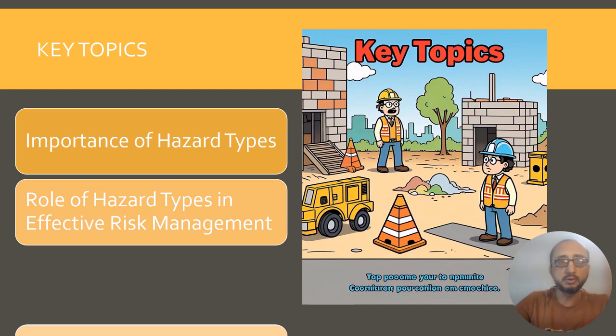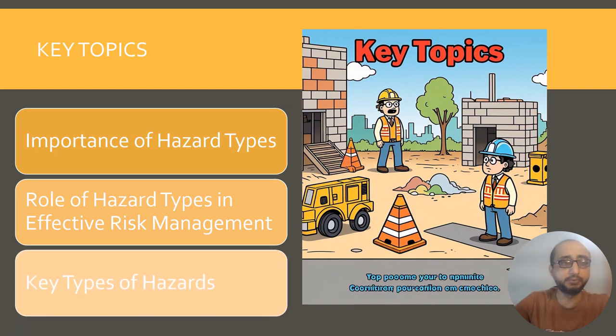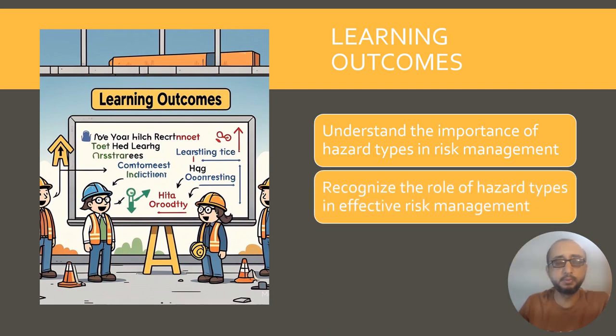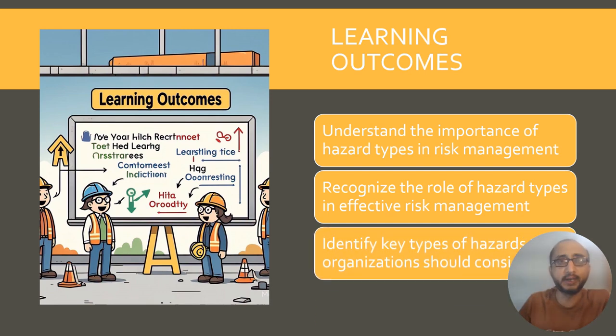Today's key topics are the importance of hazard types, the role of hazard types in effective risk management, and the key types of hazards. Learning outcomes: by the end of the video, we should have a good understanding of the importance of hazard types in the risk management process, and the role of a good understanding of the types of hazards in making our risk management more effective. We will also understand which categories or types of hazards organizations should consider during risk management, and how they should categorize them to make this management process more effective.